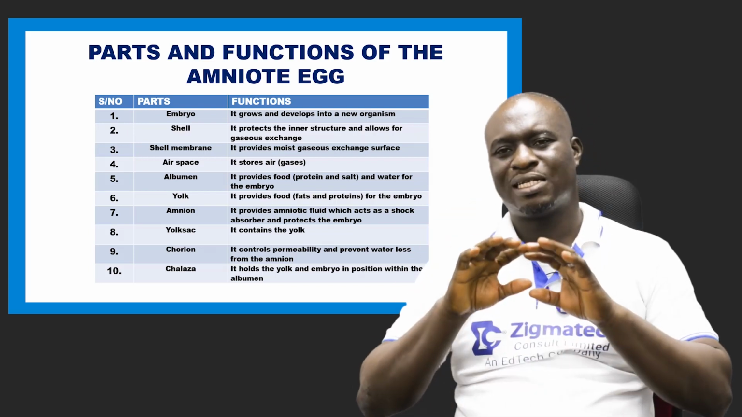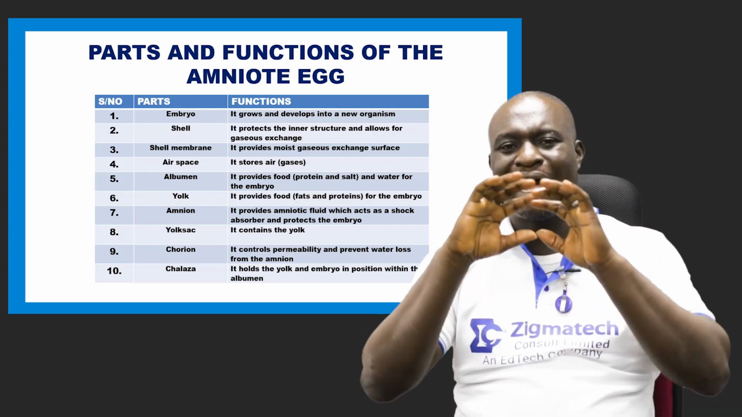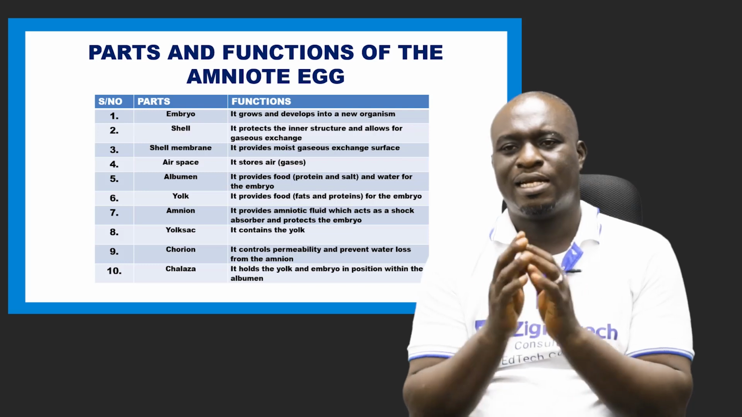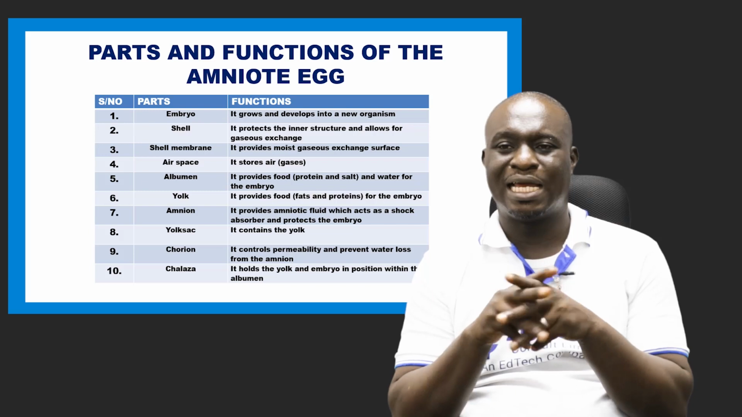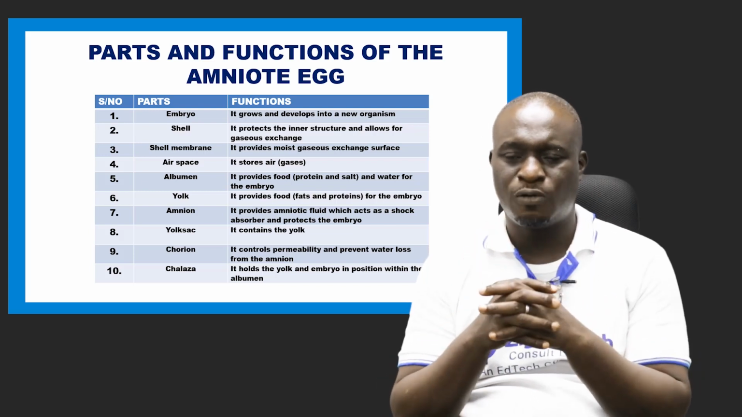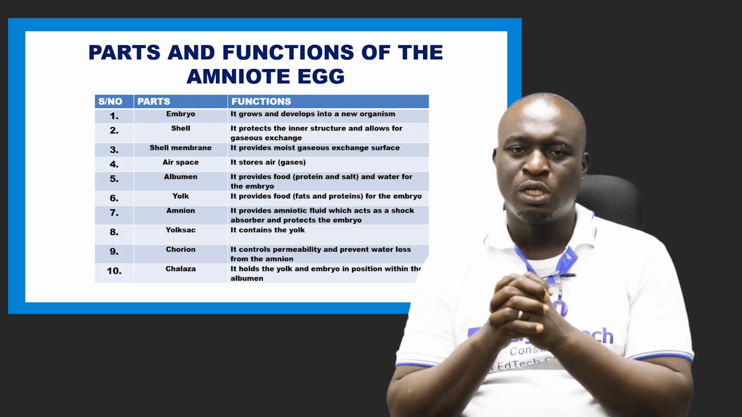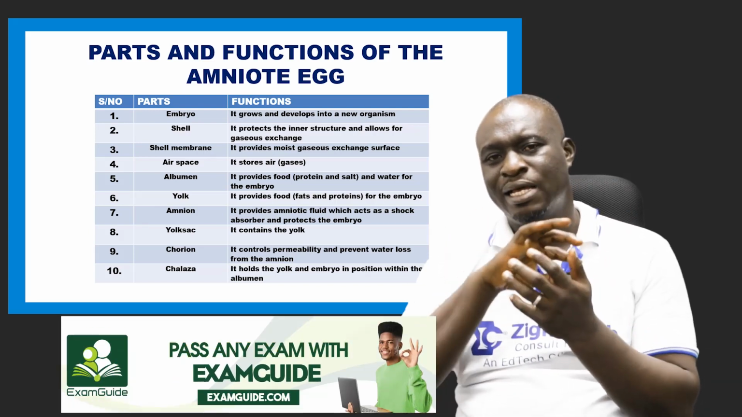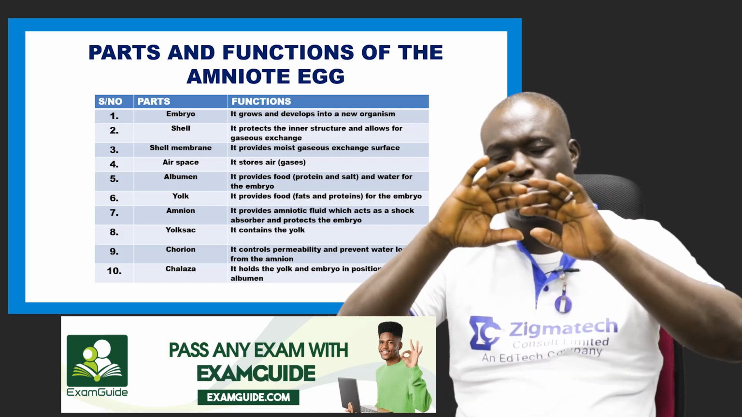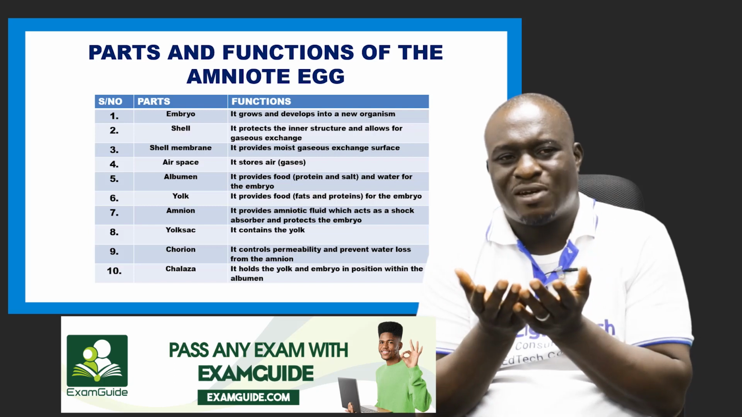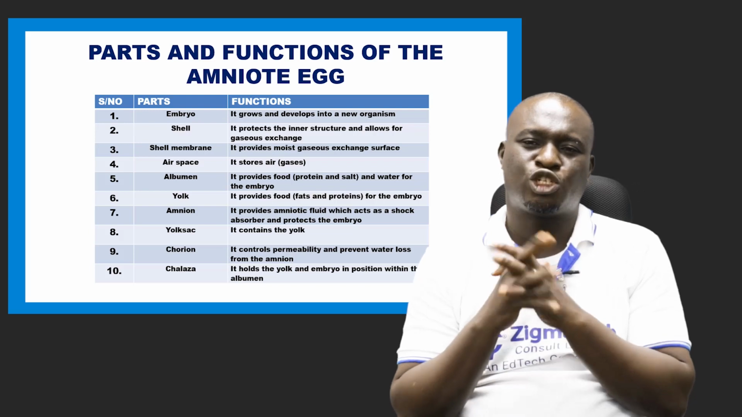I also told you that the amniote egg, which is the egg laid on dry land, has what we call a shell, and this shell is made up of calcium. Now, the major function of the shell is that it protects the inner structure of the egg and also allows for gaseous exchange. The next thing you'll find after the shell is the shell membrane. There's this waterproof-like substance that actually covers the albumen, which is the white part. That is what we call the shell membrane.